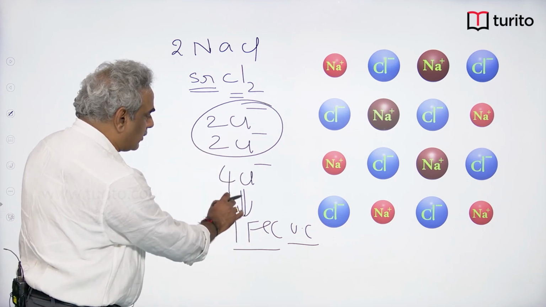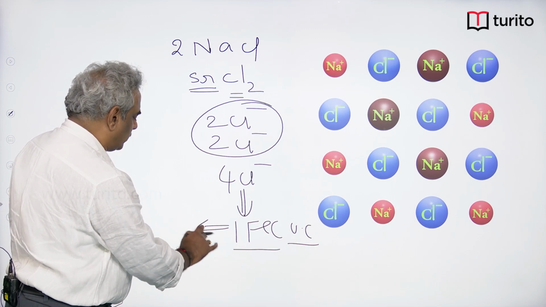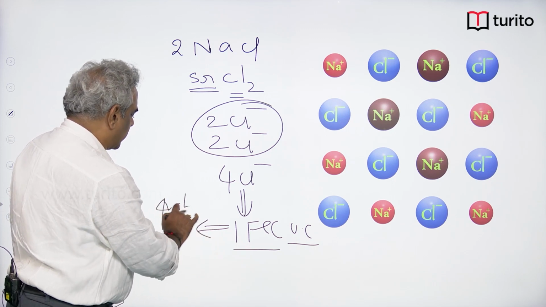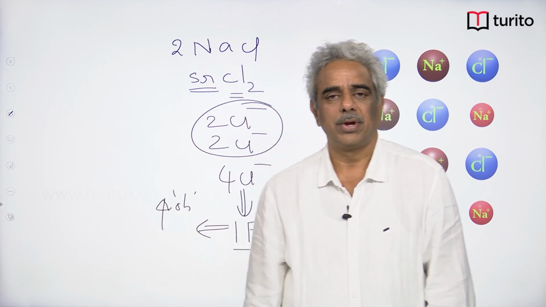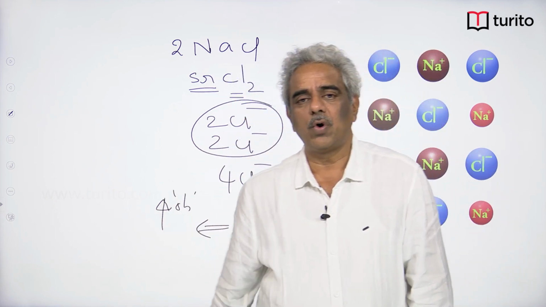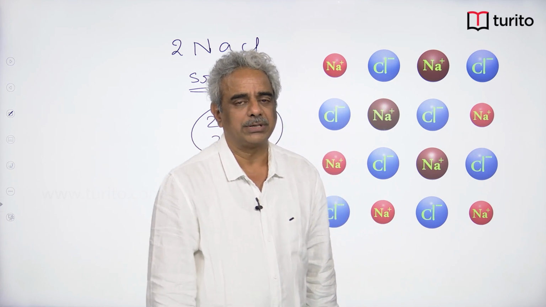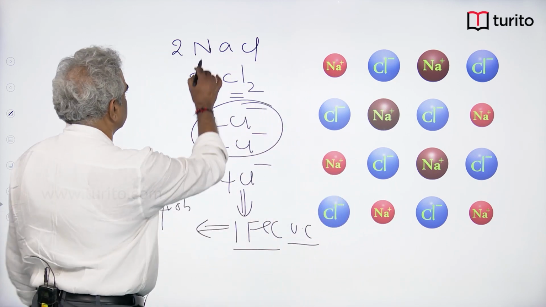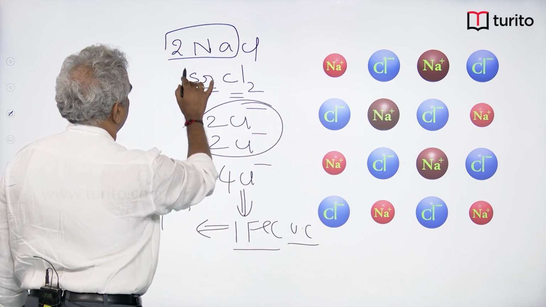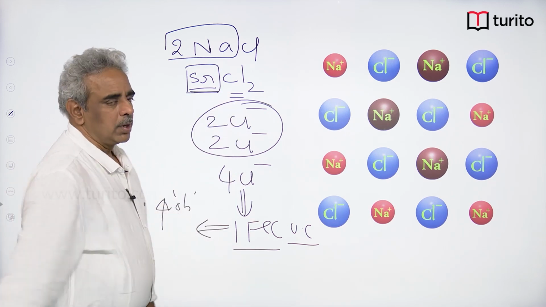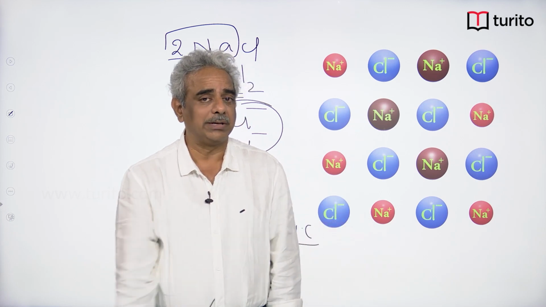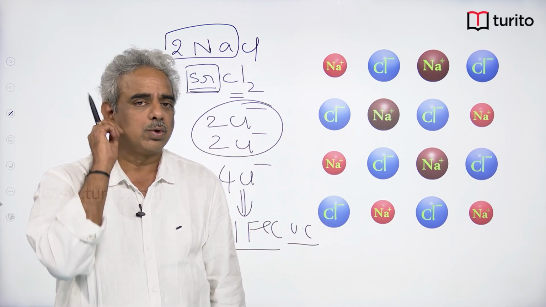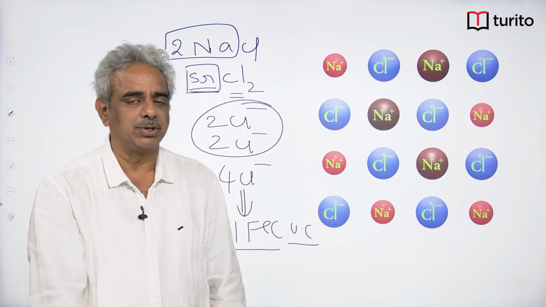Now, in one FCC unit cell, how many octahedral voids will be there? 4 octahedral voids. Now, do you have 4 ions to fill the octahedral voids? You have got only 3 ions: 2 sodium ions and 1 strontium ion. Chlorides have come, 4 chlorides, but 4 cations are not there. You have got only 2 sodium ions and 1 strontium ion.